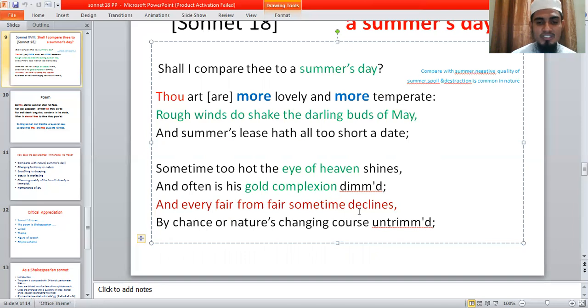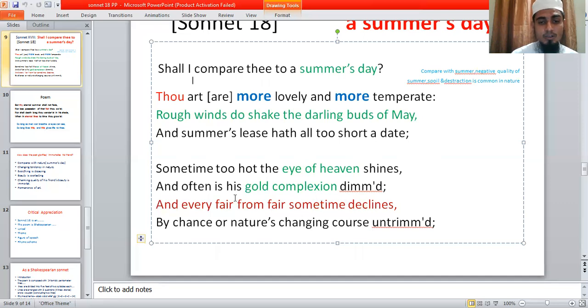we human beings, at times we are very young, we have much more energy, but at times we lose our energy, we lose everything, we become old. Everything in this world sometimes declines from its fair, charming quality. This is the universal truth in nature, that every fair from fair sometimes declines. Every beauty must face destruction by chance or nature's changing course untrimmed. This destruction may occur by chance, accidentally, or naturally. It is a normal tendency of life.